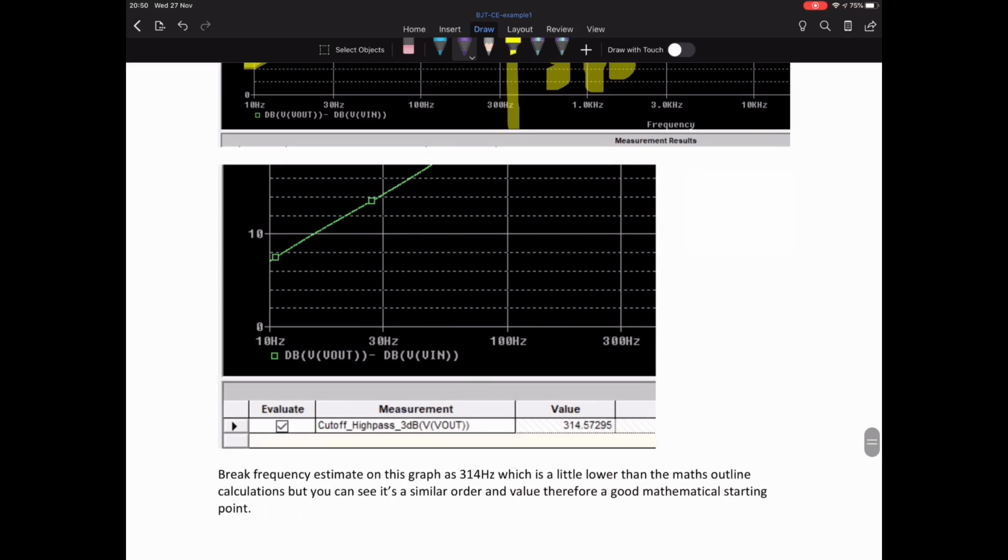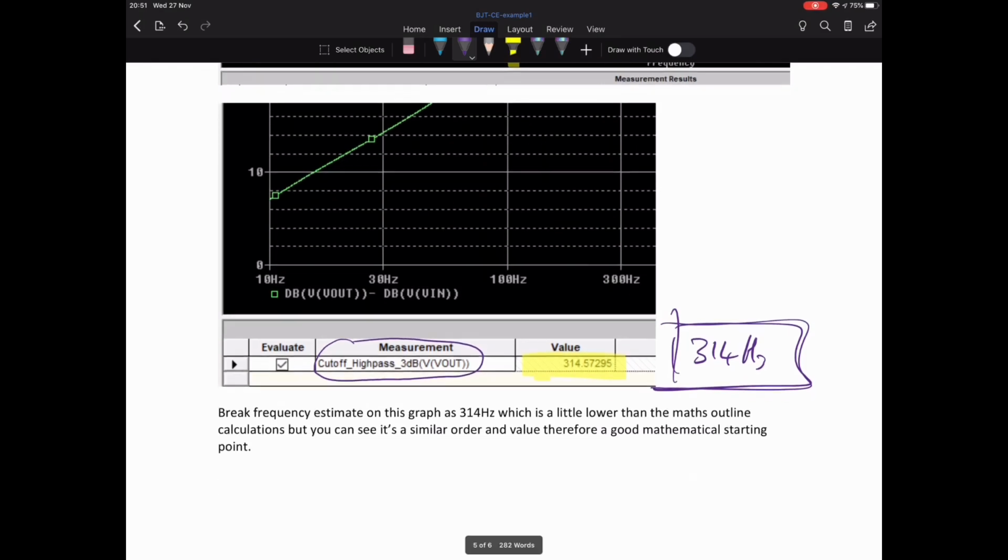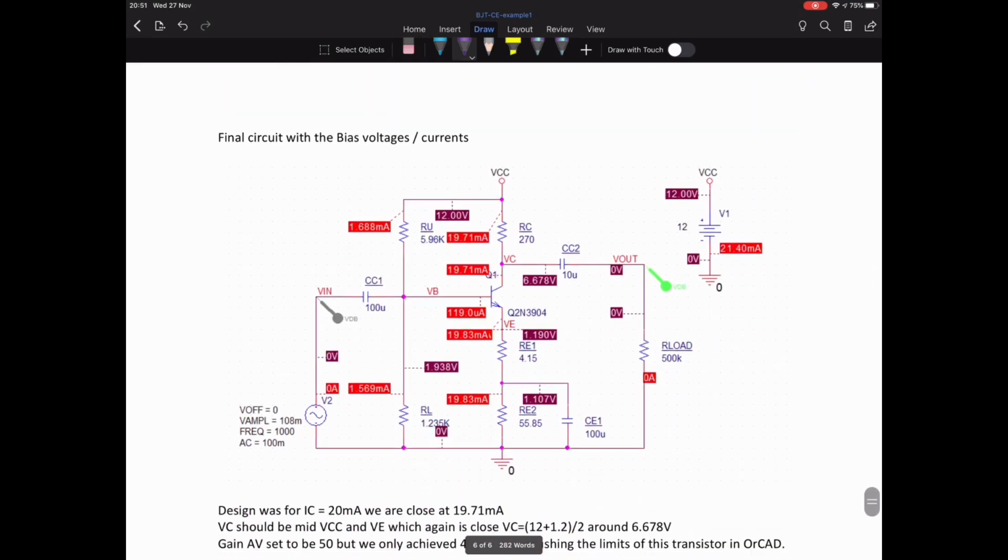Now, if we do AUCAD and do some measurements, we can use an evaluation tool, cut off high pass, and we put the output node in. It's calculated 314.6 hertz. Okay, so you can see that we're not exactly correct, but in analog we make lots of approximations and we get close to the design, and that's what we've managed to do here.